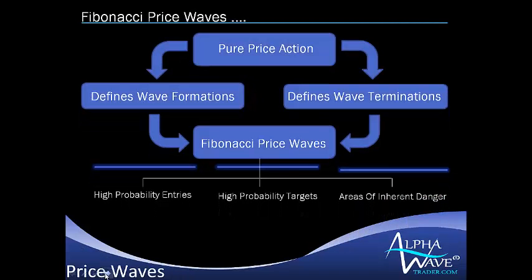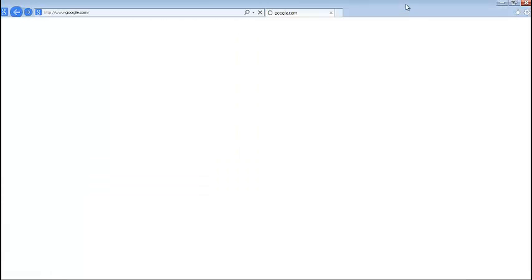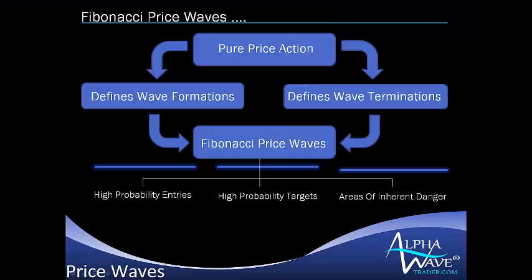Choice is yours. What's appropriate for you, your psychological comfort, and your account size. That determines these crucial and essential levels. Pure price structure is what determines wave formation, wave terminations, and what identifies these crucial areas for entries, targets, and areas of inherent danger. That's all there is, guys.